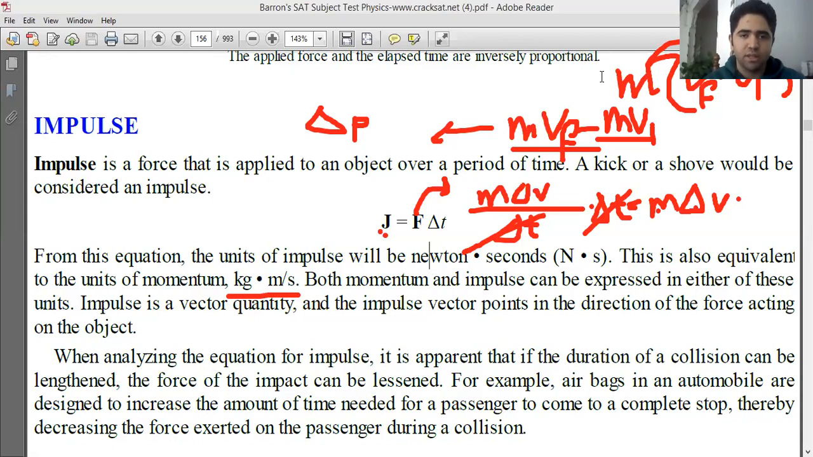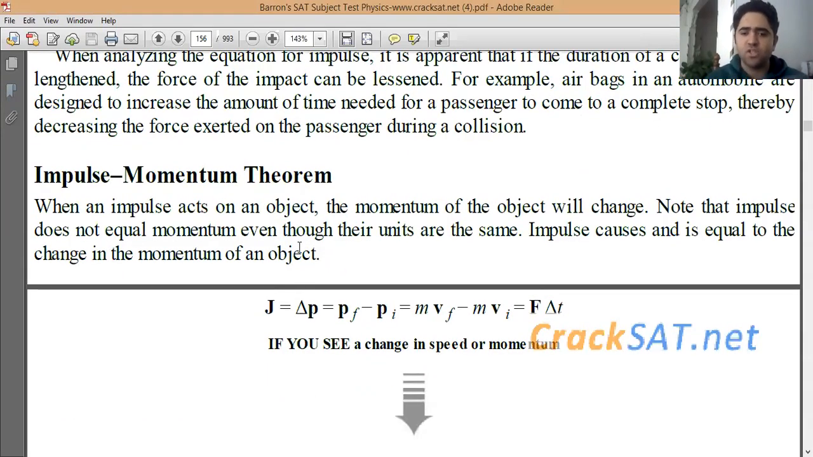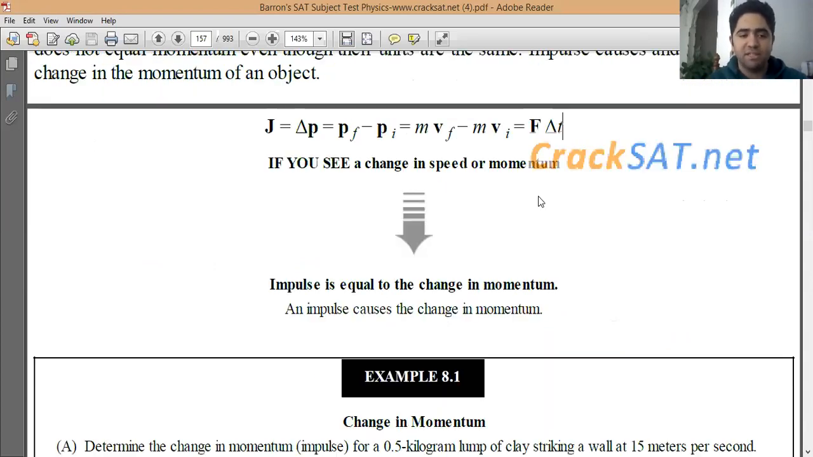Let's just erase everything here. So it's not stupid to make mistakes at first. Okay, it's not stupid at all. I'm just saying it here for the purpose of the argument. Okay, so when an impulse acts on an object, the momentum of that object will change. And so this is just exactly what I said. Okay, that's delta p, that's pf minus pi, m vf minus m vi, which is F delta t.